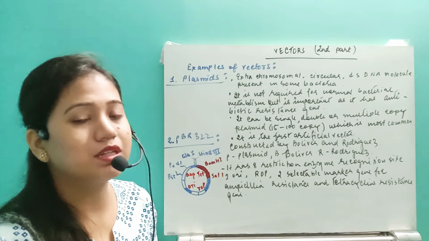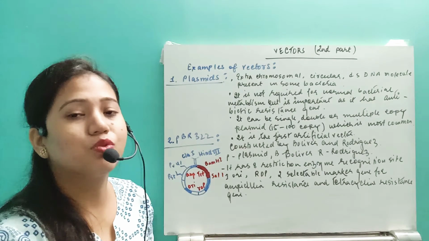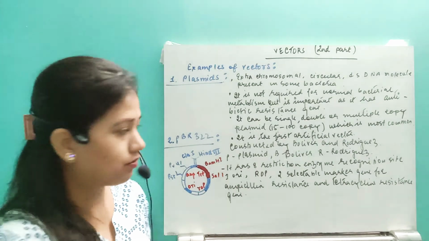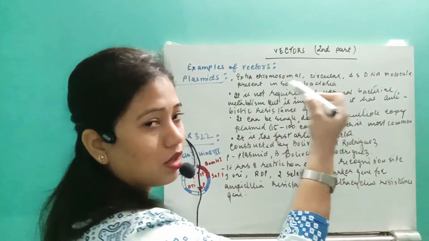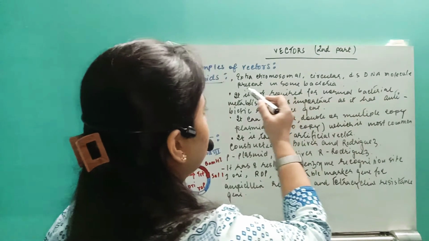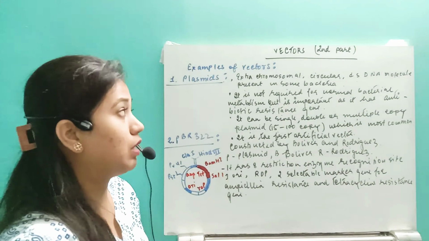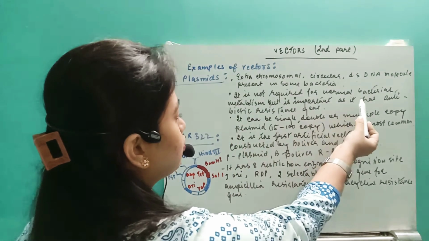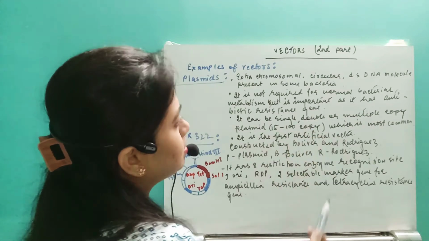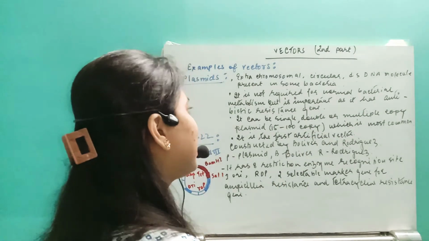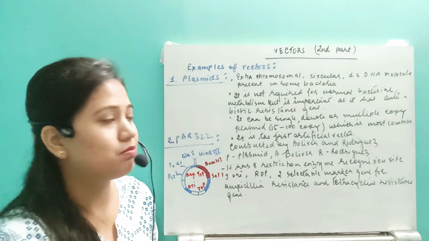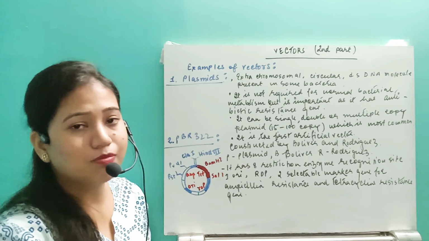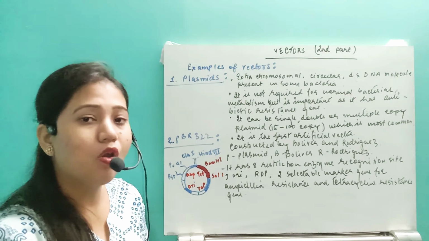Extra chromosomal means it is not necessary for the bacteria's own metabolism. Even if we remove it, the bacteria can survive. So this is an extra chromosomal circular double-stranded DNA molecule present in some bacteria. It is not required for normal bacterial metabolism, but it is important as it has the antibiotic resistant gene. That means it allows the bacteria to survive in antibiotics like ampicillin or tetracycline.